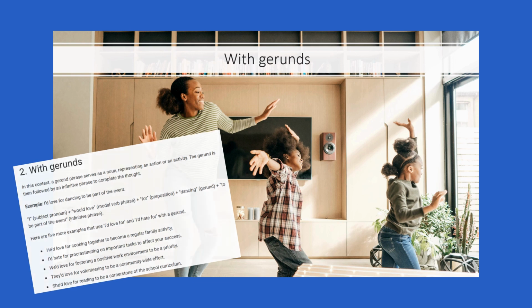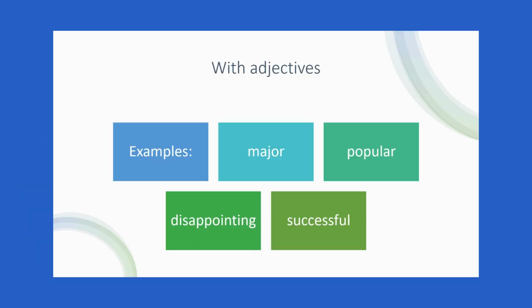Let's look at examples with adjectives next. Adjectives add descriptive information and provide more details. For example, I'd hate for this issue to become a major problem. In this example, the structure includes a noun phrase, this issue, modified by an adjective, major, providing a more detailed description of the potential problem.